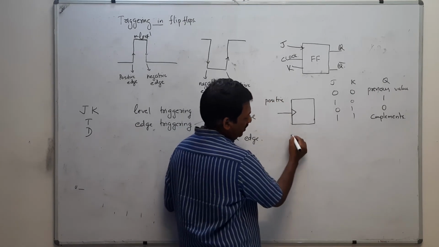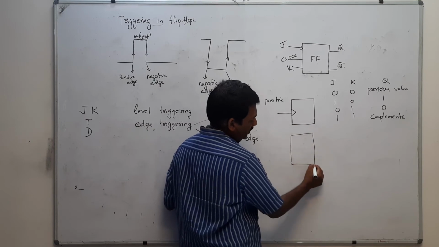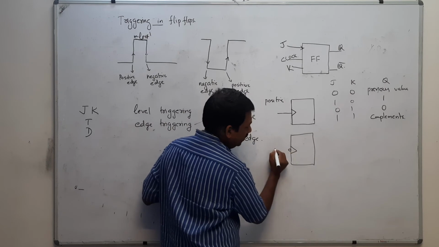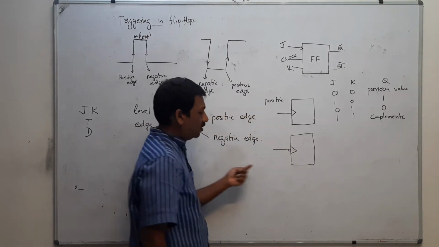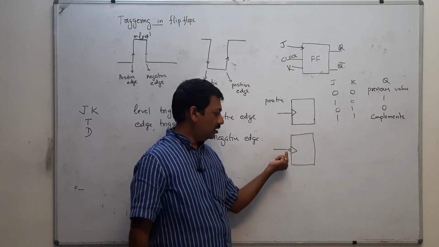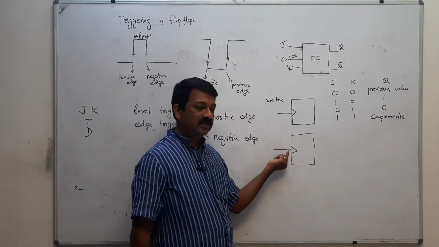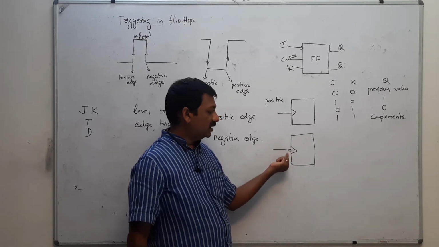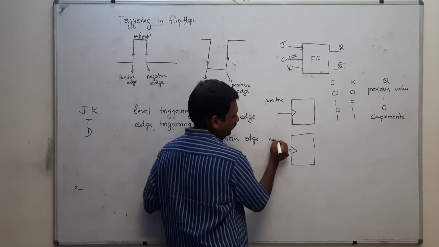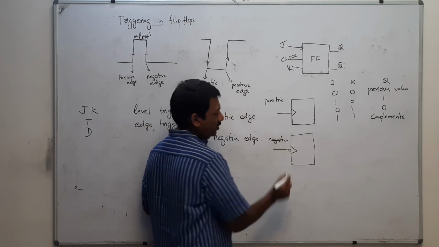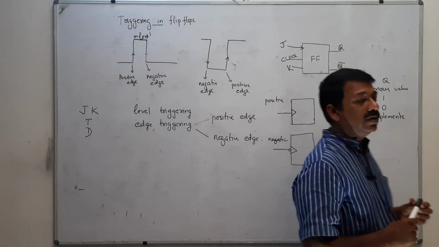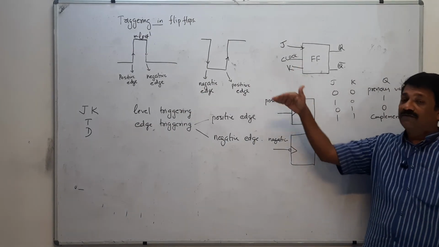And suppose that you have another edge triggered flip flop, and here you have a circle just outside the triangle. This is called negative edge triggering. And that's all about triggering in flip flops.